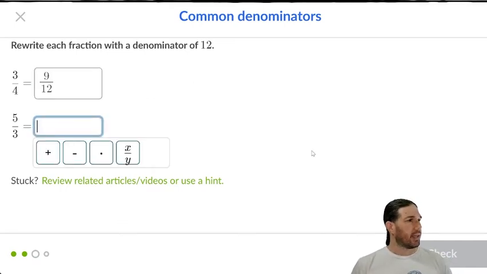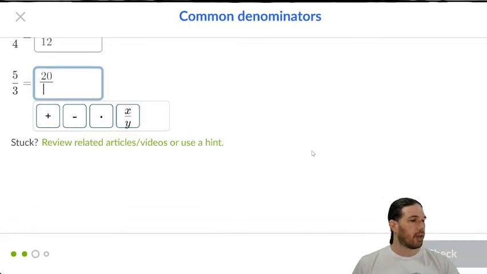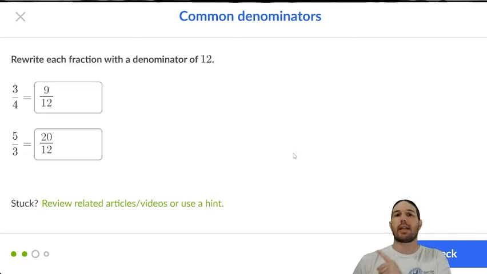5/3 is the same thing as 20 over 12. And again, I really want to highlight how amazing it is that Khan Academy takes on the idea that you can have a larger denominator or a larger numerator than denominator. That's okay. There is nothing improper about it.